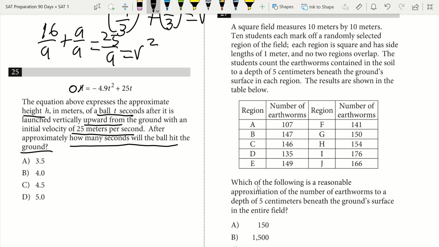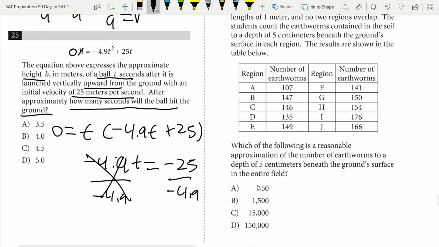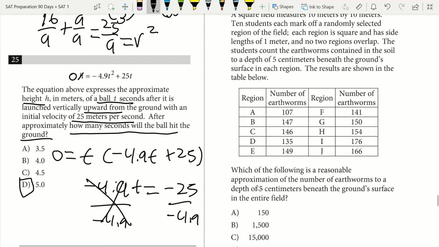Well, I see I can go ahead and factor out a t there. We're going to have 0 equals t times negative 4.9t plus 25. At this point, I can take that negative 4.9t and set it equal to that negative 25, since obviously we'd be moving that positive 25 over when we set it equal to 0. Dividing each side by negative 4.9, we see that that's going to give us right around 5 when we plug that into our calculator. So our answer there is going to be D. That question right there is 25.